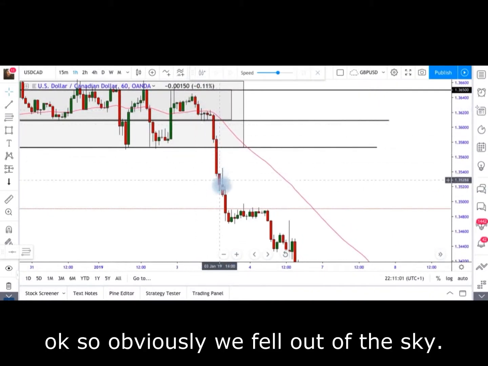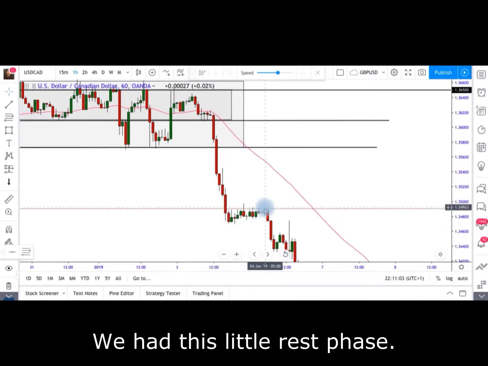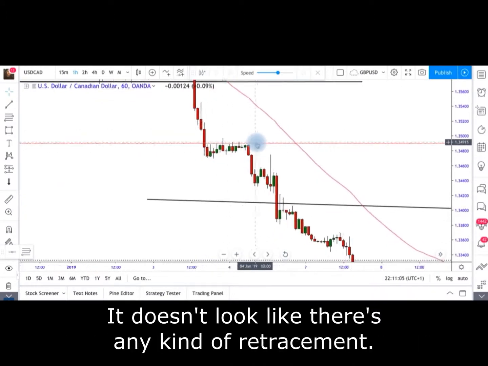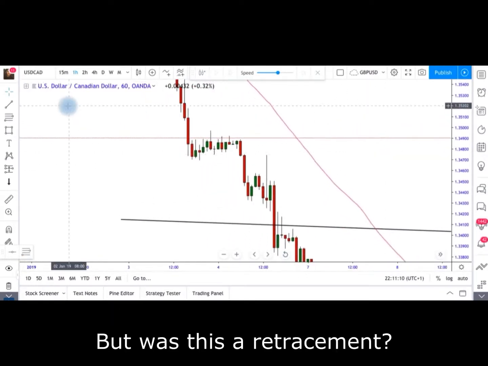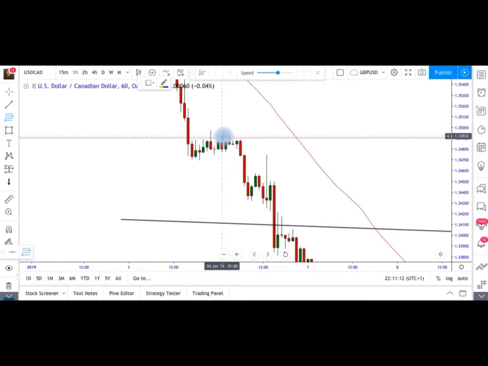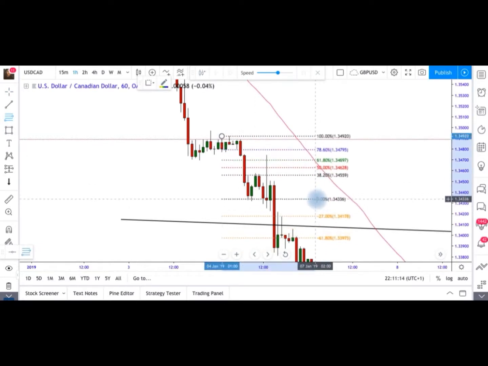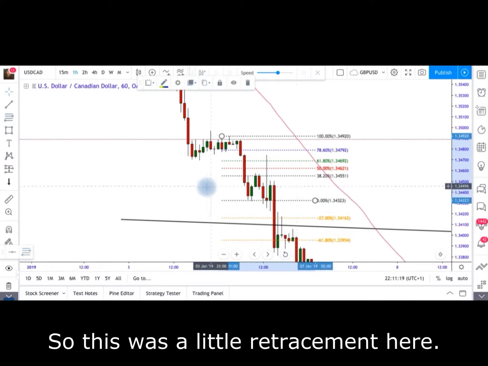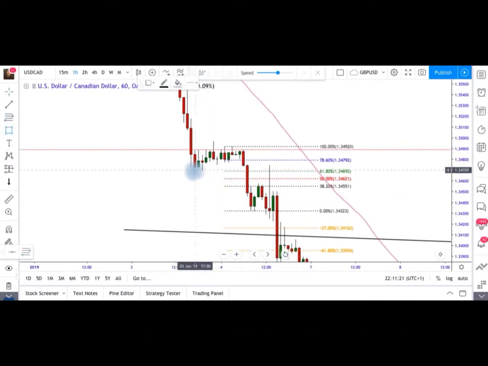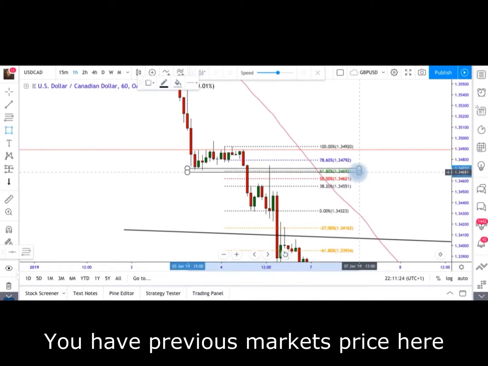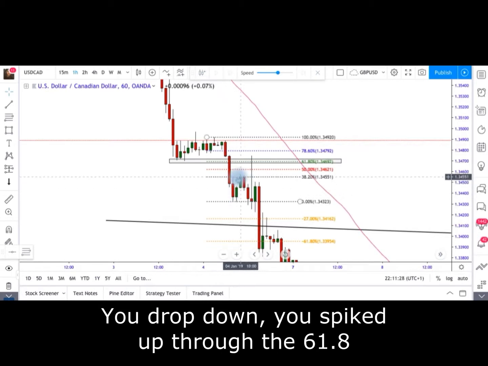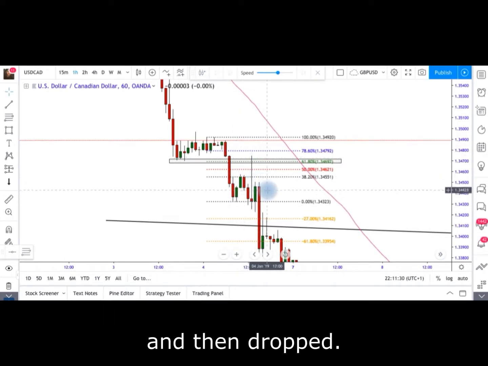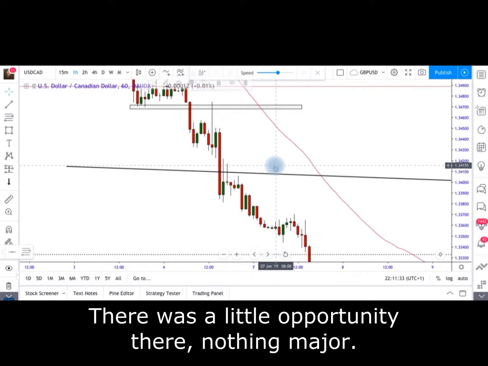Okay, so obviously we fell out of the sky. We had this little rest phase. We probably couldn't have traded that. It doesn't look like any kind of retracement. But was this a retracement? I don't know. Let's have a quick look. So this was a little retracement here. You had previous market price here from this resting phase. You dropped down, you spiked up through the 61.8 and then dropped. There's a little opportunity there, nothing major.